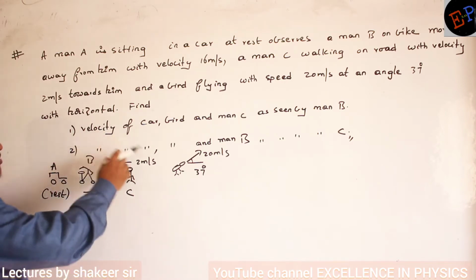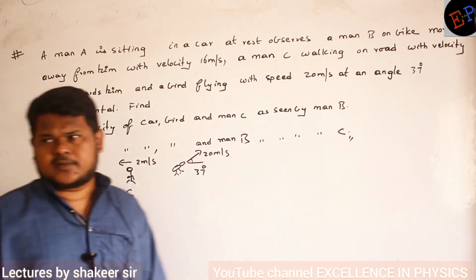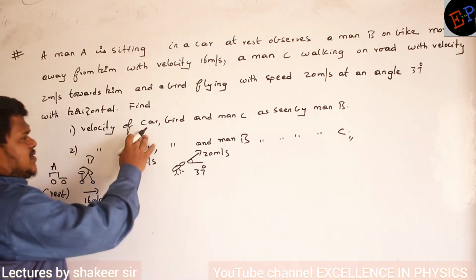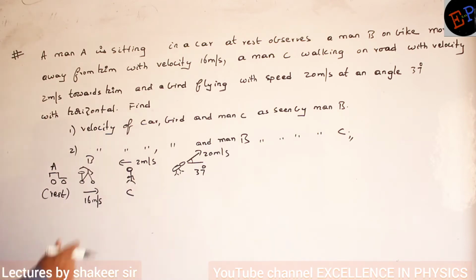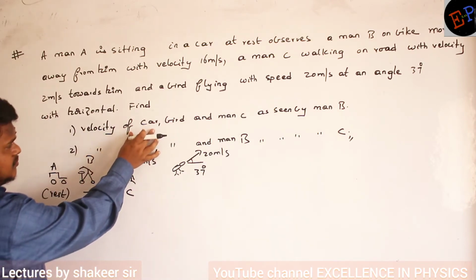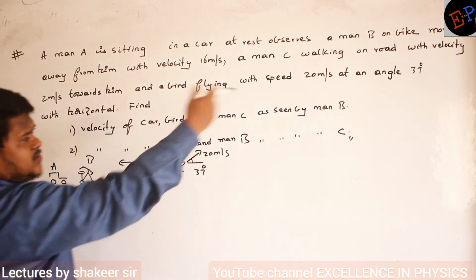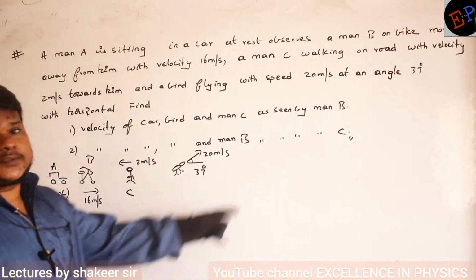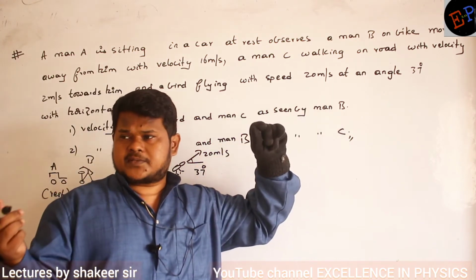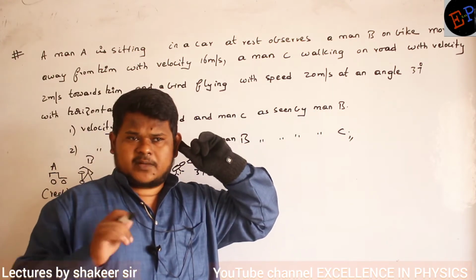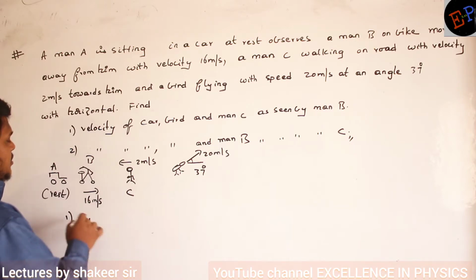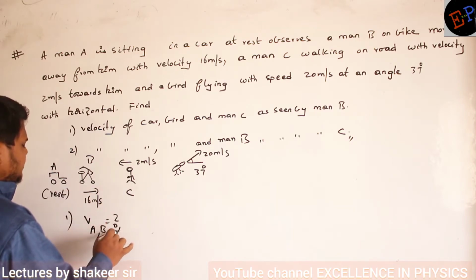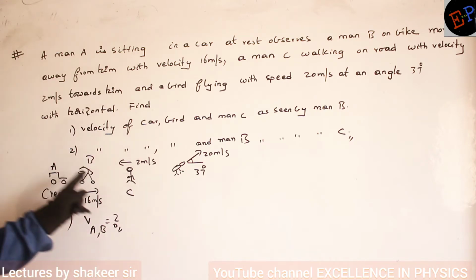Then these are the two values which I am supposed to calculate. Which is the first one? The velocity of the car, bird and man as seen by man B. First of all, let us see. Velocity of car means what? With respect to man B. As seen by man B means man B is the observer. So I will write the velocity of the first one, car or velocity of A with respect to B. This is what I am supposed to calculate first.